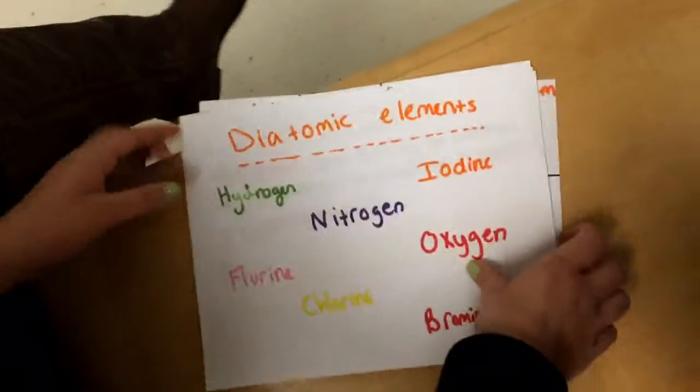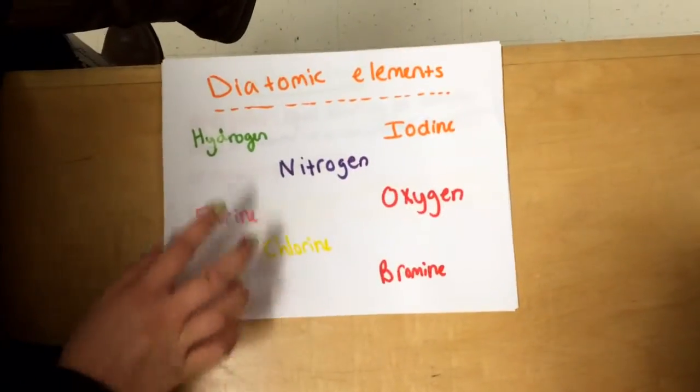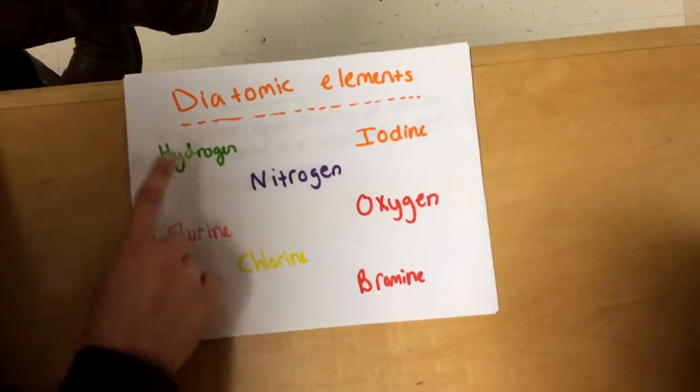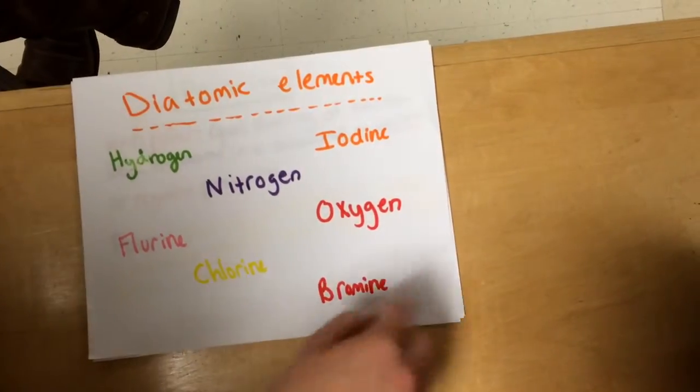Here are the diatomic elements, and they are covalent elements. They're also called the deadly 7, and they are hydrogen, nitrogen, iodine, oxygen, fluorine, chlorine, and bromine.